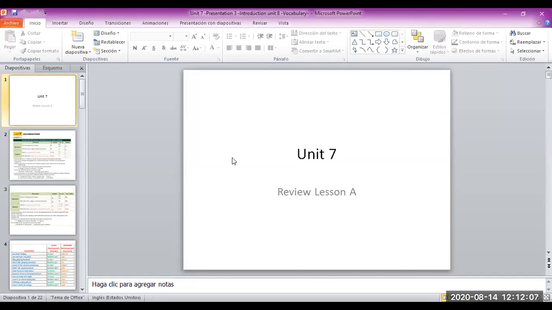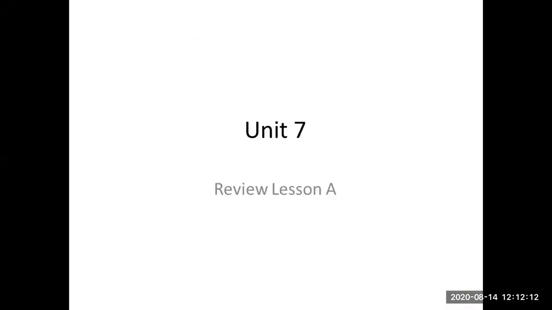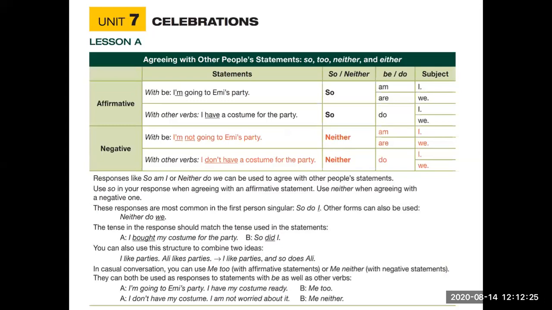Let me share my screen. I know most of you already know this grammar, but I am going to review something. The only thing I'm going to review is the grammar. I am not going to review vocabulary or anything because it's very easy. And this is the first grammar we have in the book: agreeing with other people's statements, so, too, neither, and either.